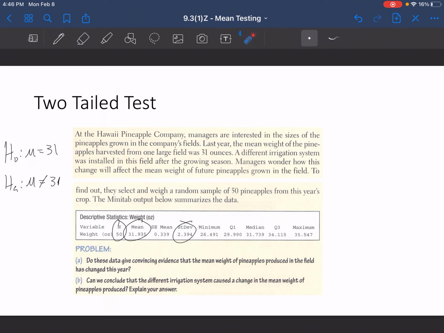So our first part of the problem is, do these data give convincing evidence that the mean weight of pineapples produced in the field has changed this year?